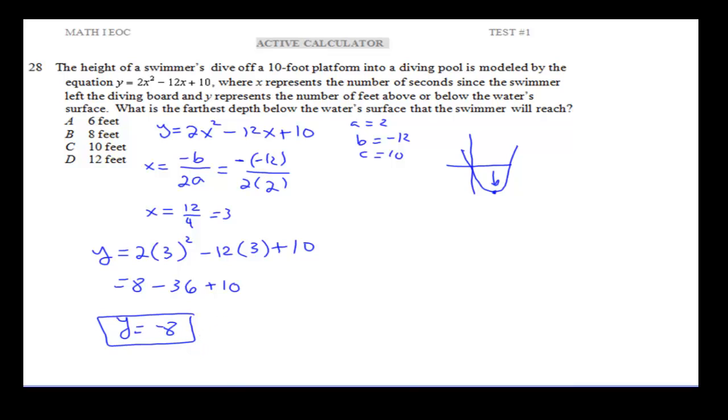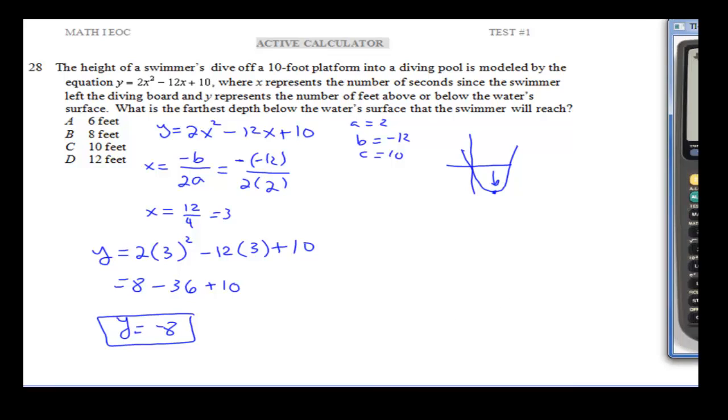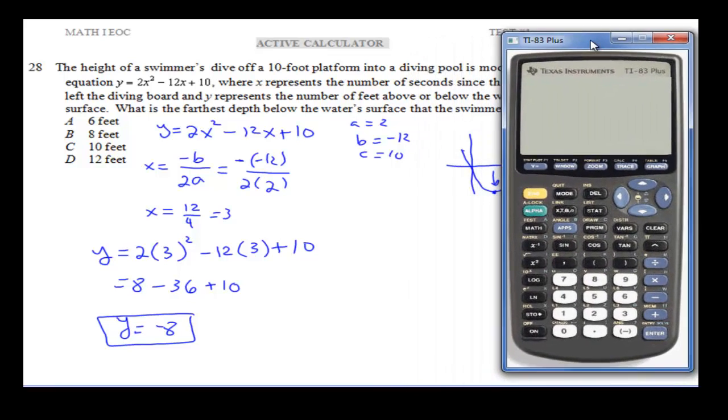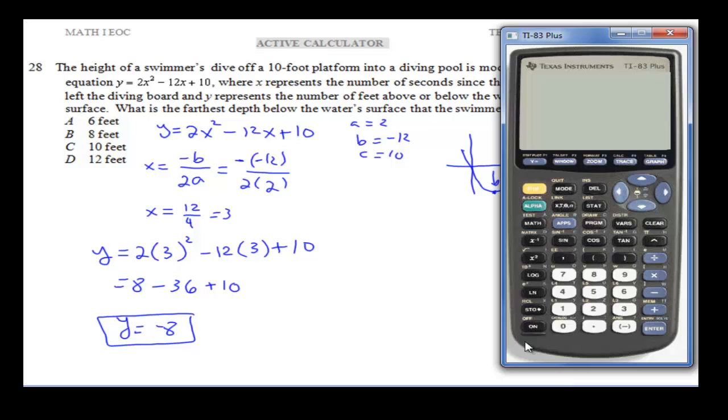Let's use the graphing calculator. Here is a graphing calculator. Turn on the graphing calculator. You go to y equals, it's already there, and you type this equation: 2x squared minus 12x plus 10. Graph it. You'll get this parabola here.